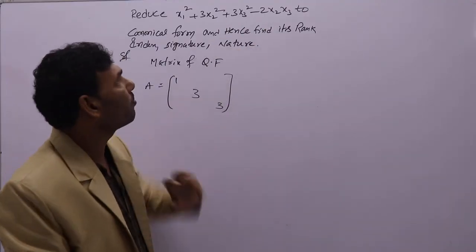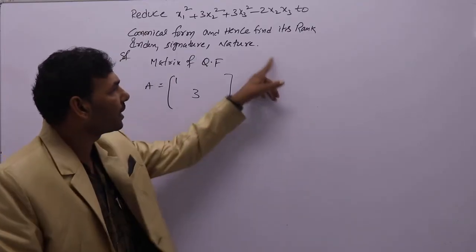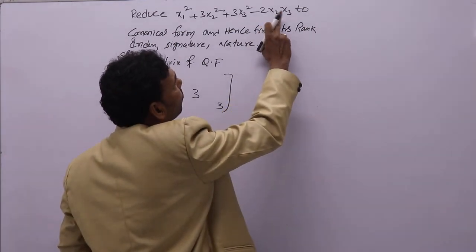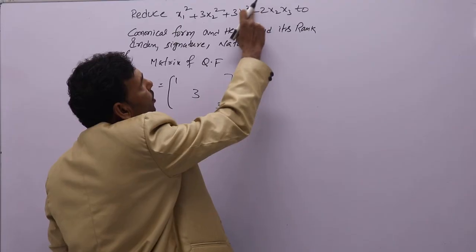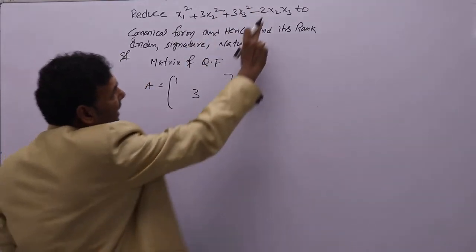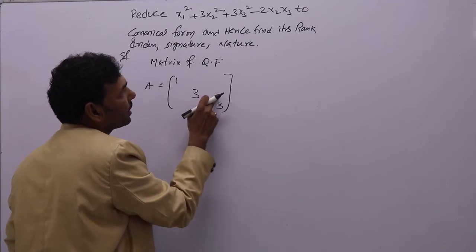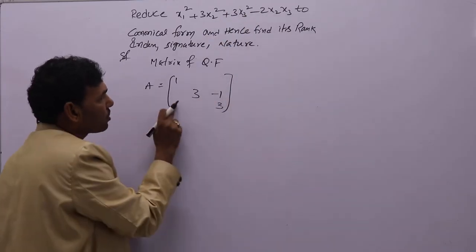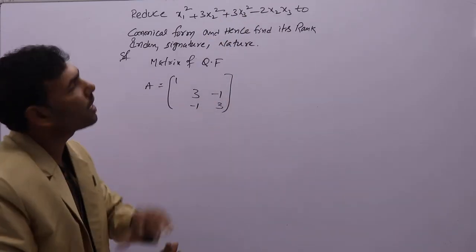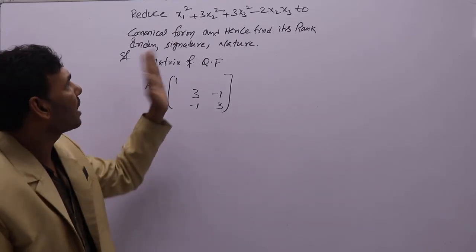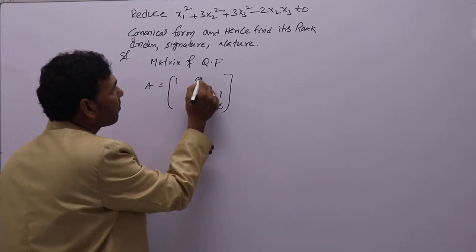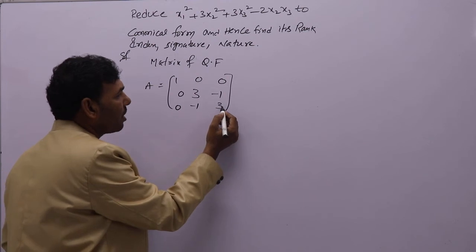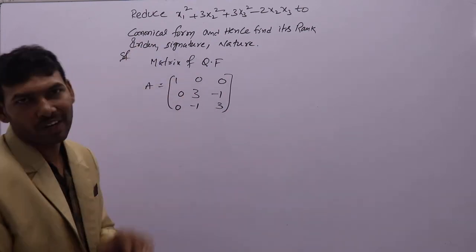For this type of problem, we can use another technique without writing that matrix. We can directly write x2 x3 means in the position second row, third column and third row, second column, you need to write half of the coefficient. Second row, third element, half of minus 2, minus 1. Third row, second element, half of minus 2, also minus 1. We don't have any other elements other than square, that's why you can keep remaining places 0, 0, 0. So this is the matrix of quadratic form for the given quadratic form.